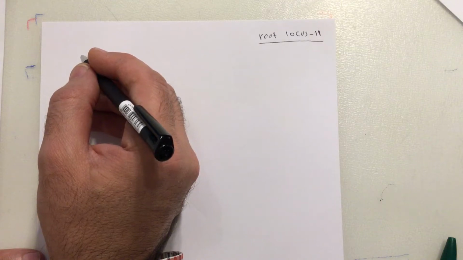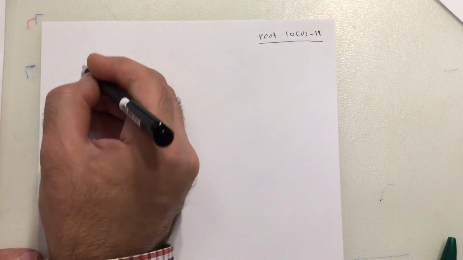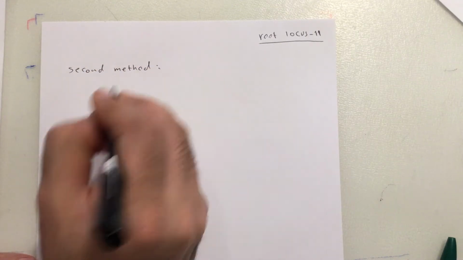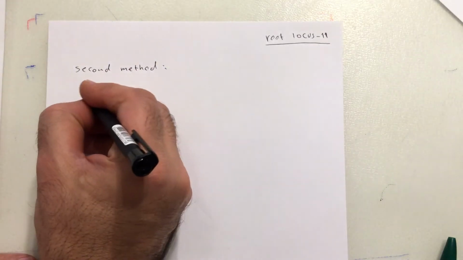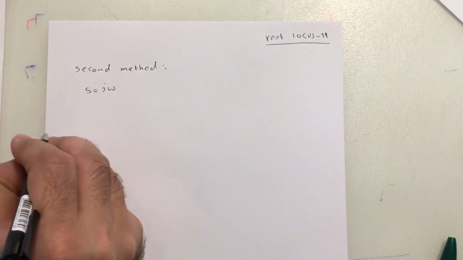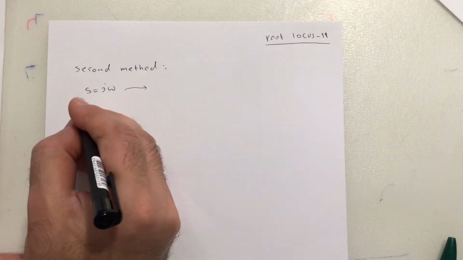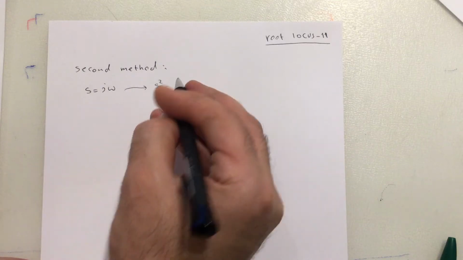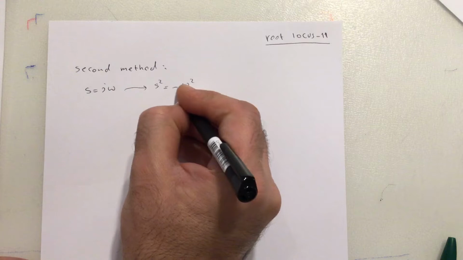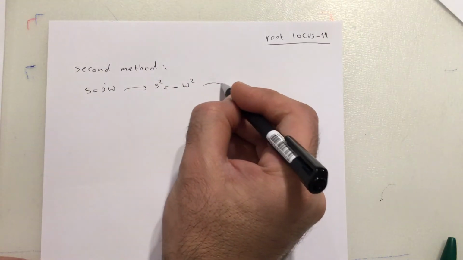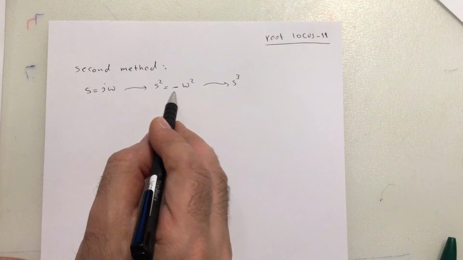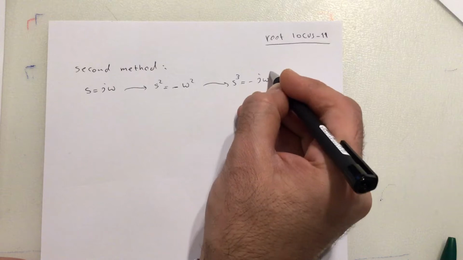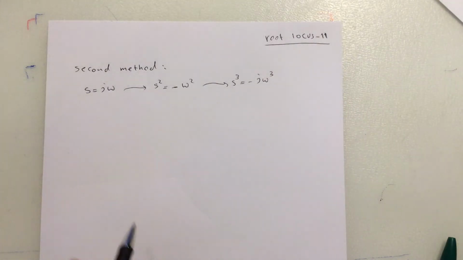So what you do in the second method, the one that I called finding the resonance frequency, we set S equal to j omega. If S is j omega, S squared would be j omega squared, which is minus omega squared, because j squared is minus 1, and then S cubed, which means that you multiply that by another j omega, would be minus j omega cubed. So this is what we have.